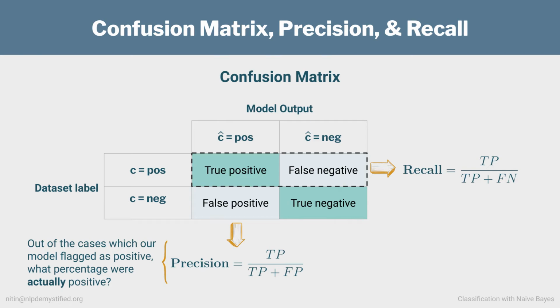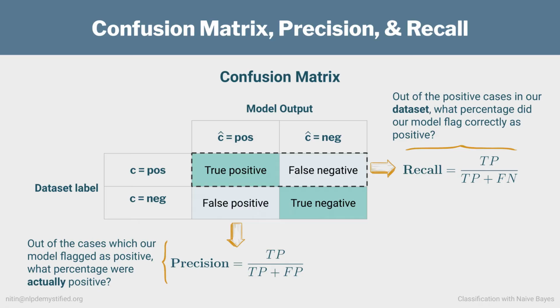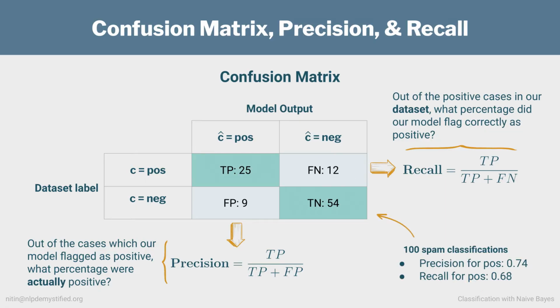And if we look at the first row, we can derive the recall of our model, which is the number of true positives divided by the number of true positives plus false negatives. And this tells us, out of the number of positive cases in our data set, what percentage did our model flag correctly as positive. So as an example, if our model performed 100 spam classifications and had this confusion matrix, we would have a precision of 74% for positive classifications and 68% recall.